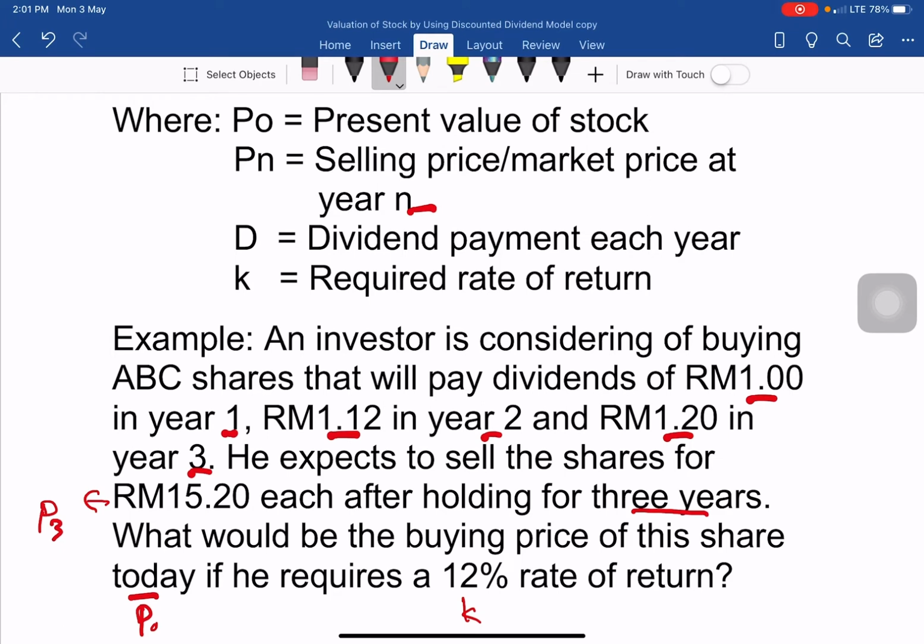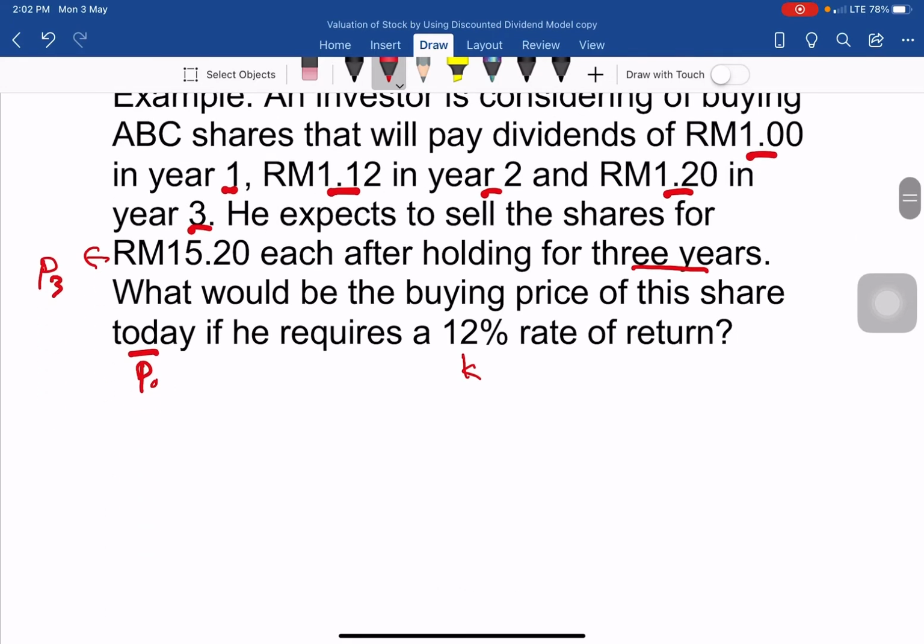Say an investor is considering buying ABC shares that will pay dividends of RM1 in year 1, RM1.12 in year 2, and RM1.20 in year 3. So this is the dividend. Oh, sorry, I got it reversed. RM1 is D1, RM1.12 is D2, and then D3 is RM1.20.